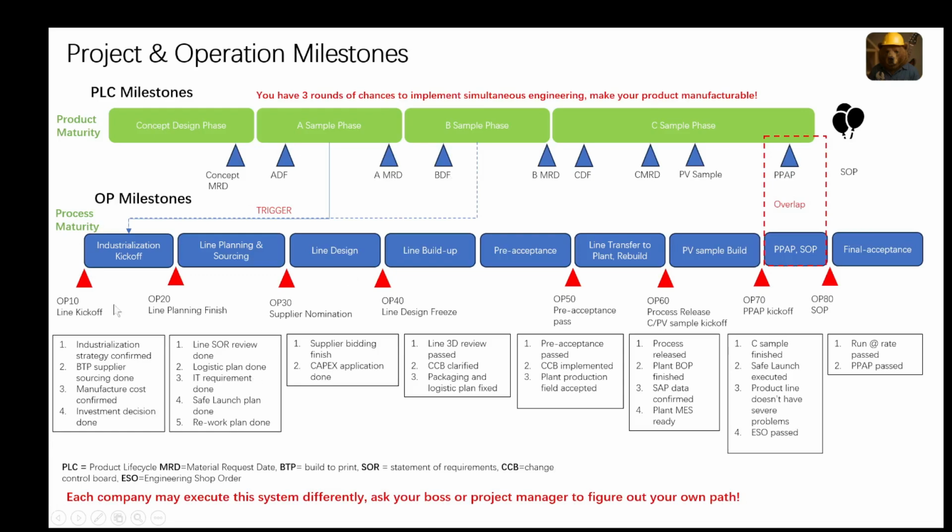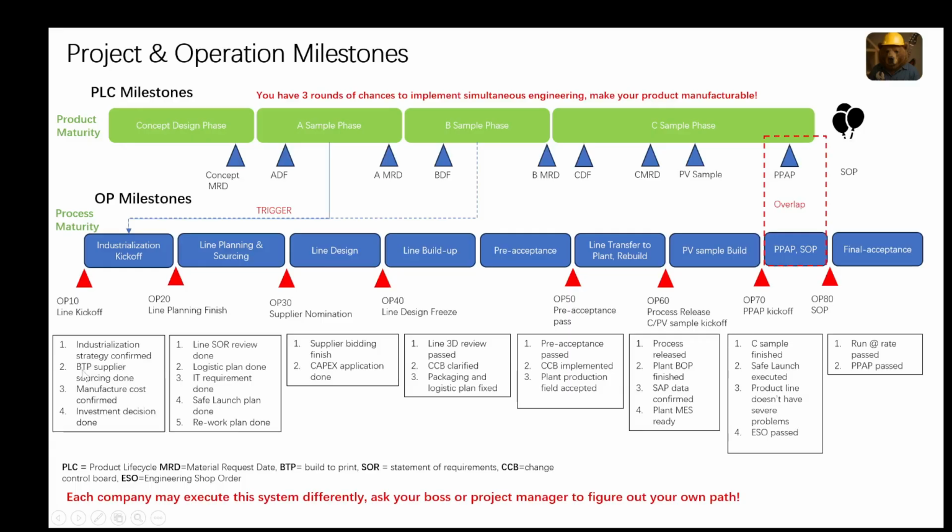Okay, let's go back to this chart. For every milestone, the red triangle, I have the condition, or the so-called exit condition, or exit criteria listed out in the boxes. From the line kickoff phase, the design is quite solid and it is manufacturable. So you can start to kick off the industrialization.